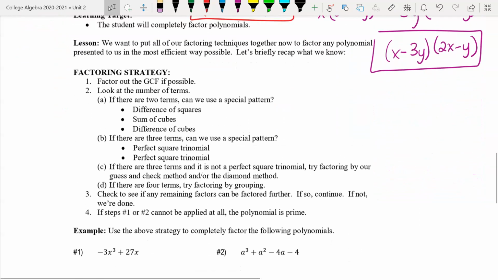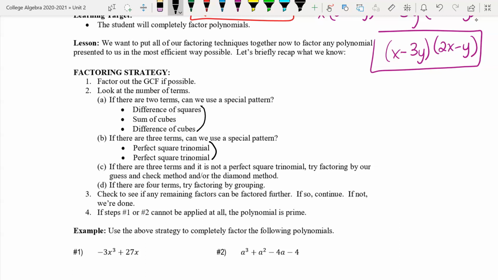So now, putting it all together, factoring strategy. What you do first is you always factor the GCF if possible. Now, you're going to look at the two terms after that. If there are two terms, can we use a special pattern? Most of the time you can. If there are three terms, can I use a special pattern? Most of the time you can.